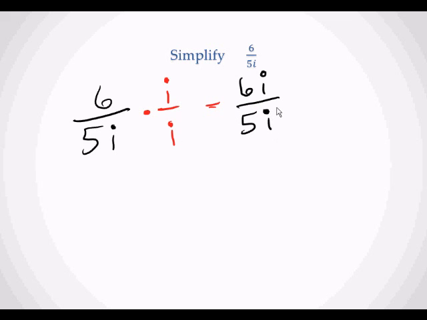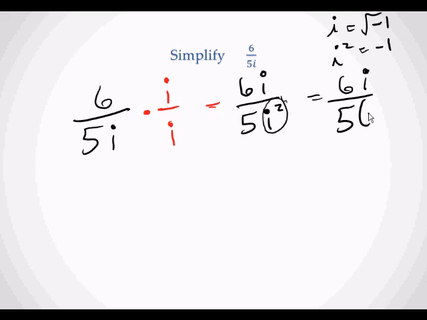6 times i gives 6i. 5i times i is 5i squared, right? Same as x times x is x squared. i times i is i squared. There are two things about i's you needed to know. i equals the square root of -1, right? The imaginary number. And i squared equals -1. So we're going to change this i squared to a -1.